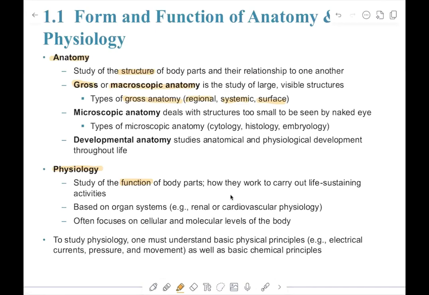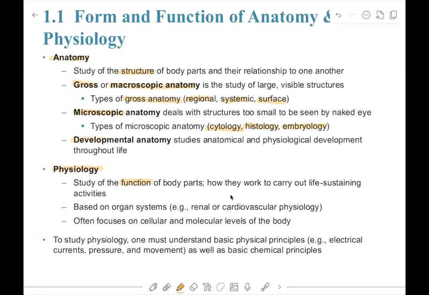What we can't see with the naked eye is going to require a microscope. And there's various types of microscopic anatomy, several of which you'll be learning about in this first unit. For example, cytology is the study of cells, and that's what we'll be covering in chapter 3. Histology is the study of tissues, and we'll be covering that in chapter 4. We won't be covering embryology, but it's the development of an embryo during different days of development. You'll learn a little bit about this next semester in A&P2.